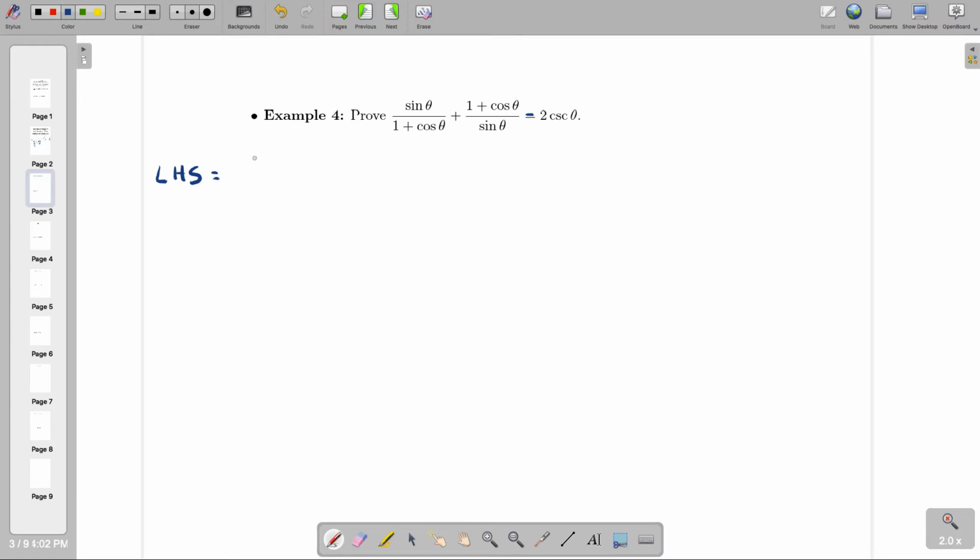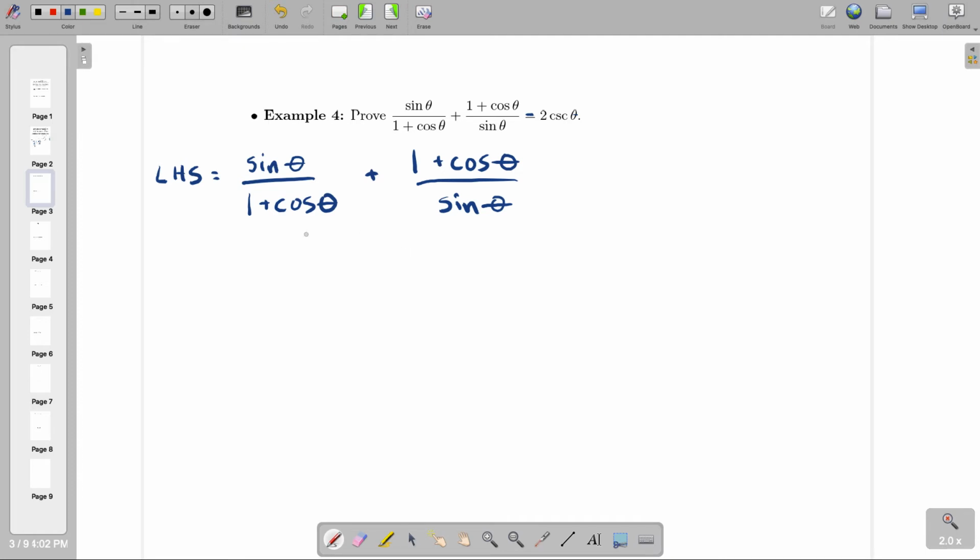So that's going to be equal to the sine of theta over 1 plus the cosine of theta plus 1 plus the cosine of theta divided by the sine of theta. Now at first this might be a little bit intimidating because you might say, I don't understand how in the world this is the same as the cosecant of theta. And that would be understandable.